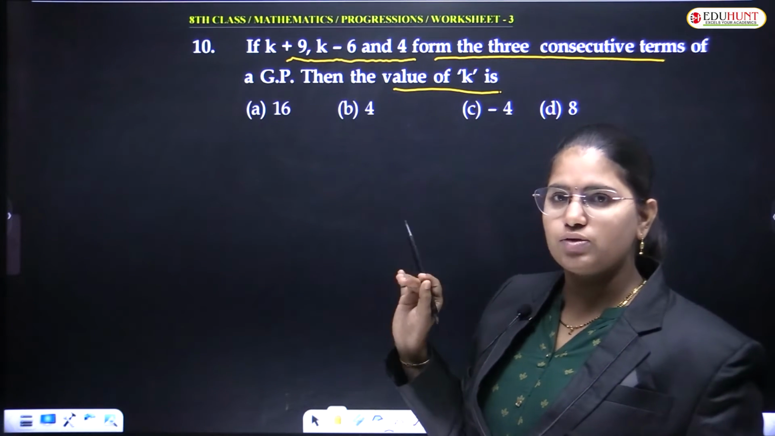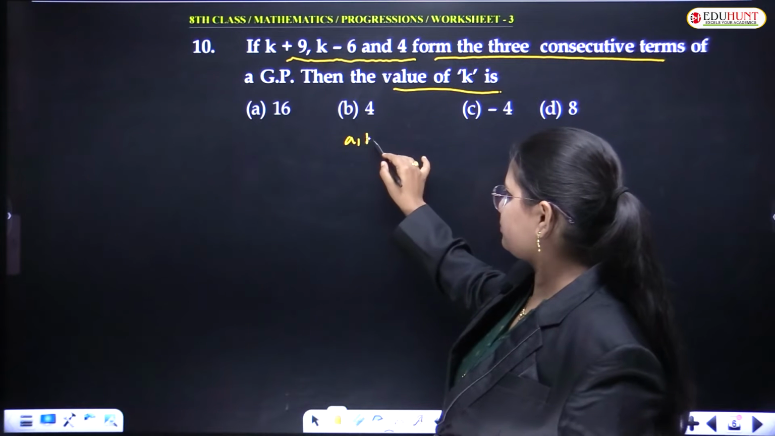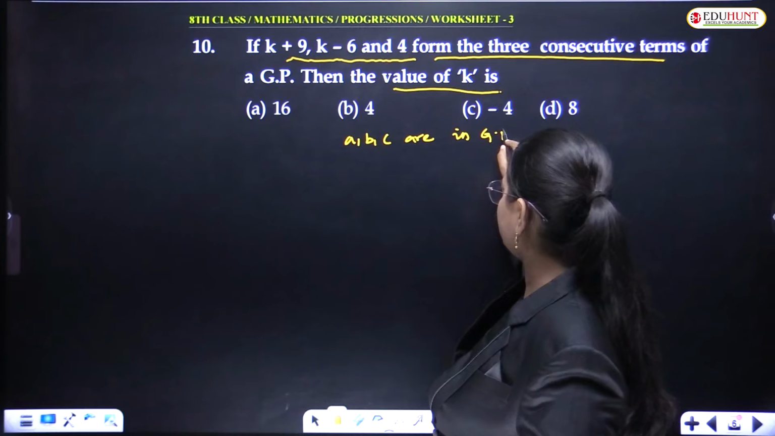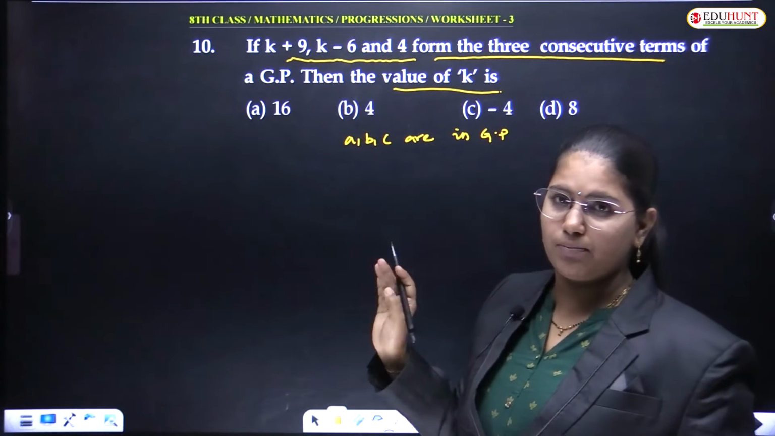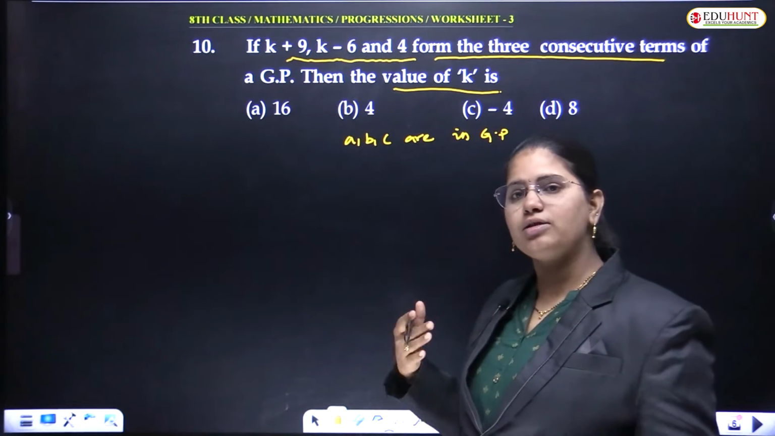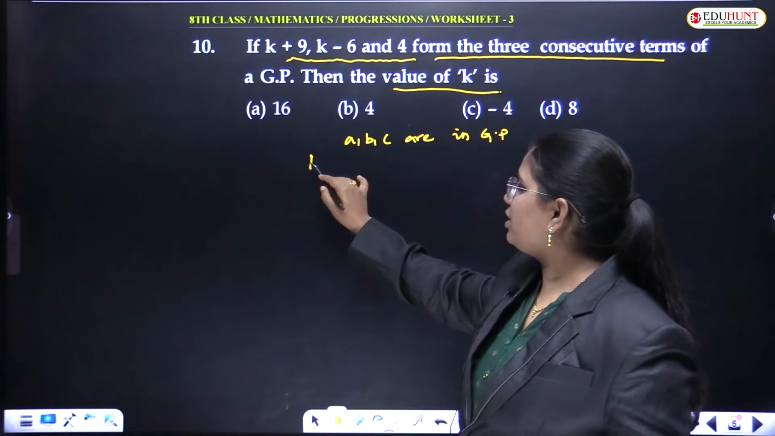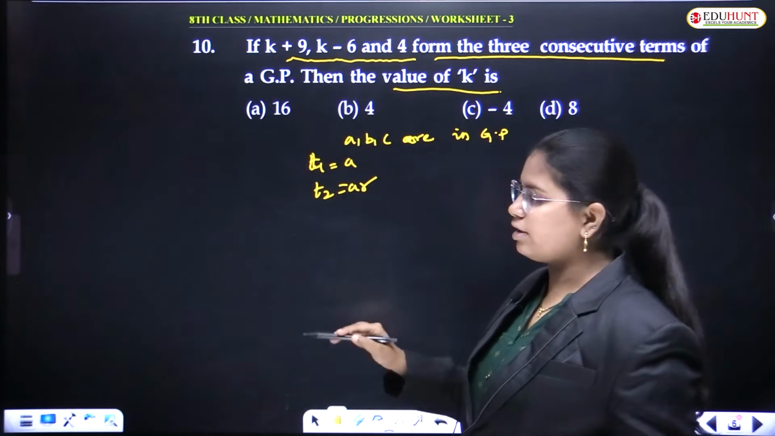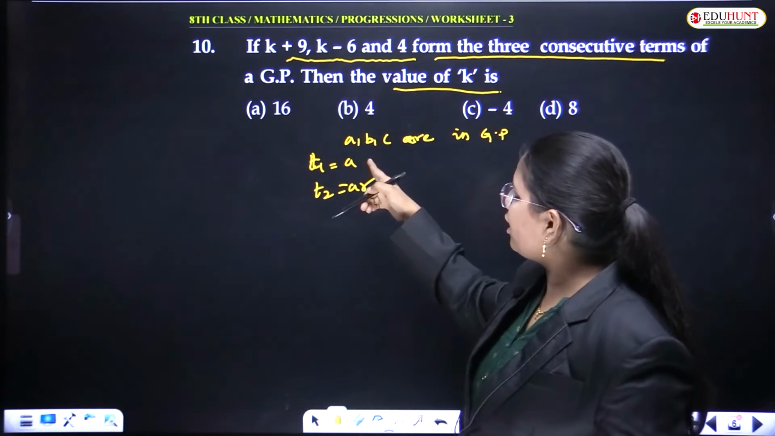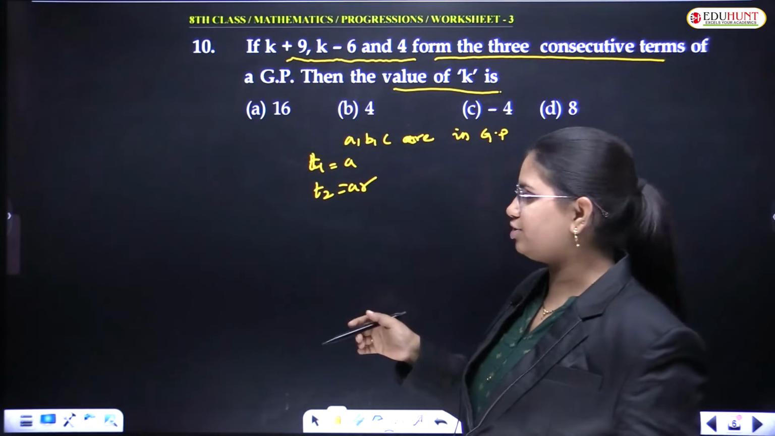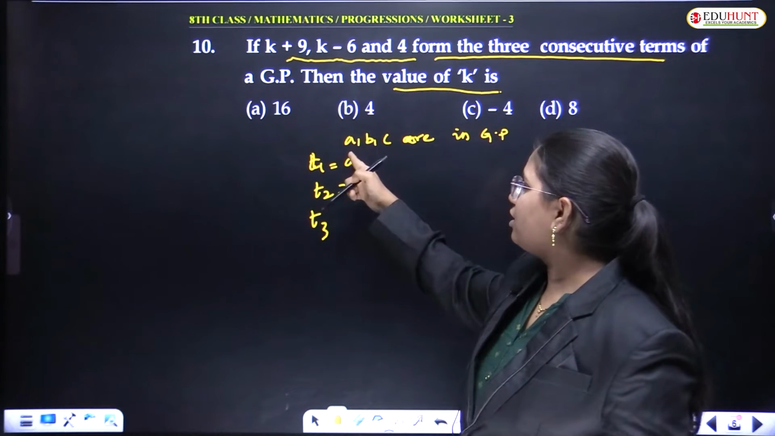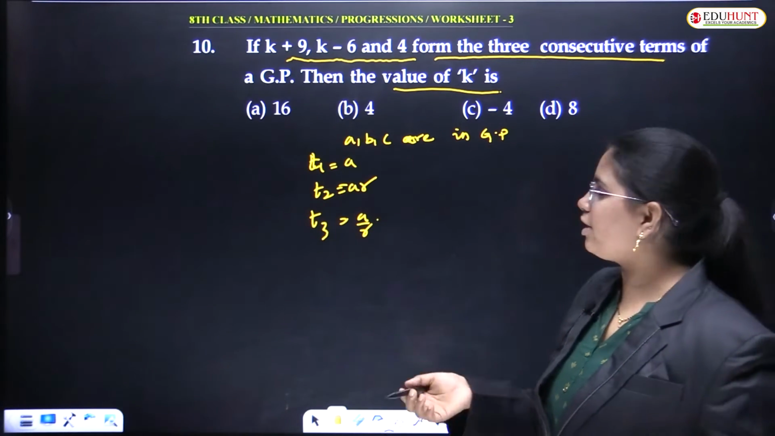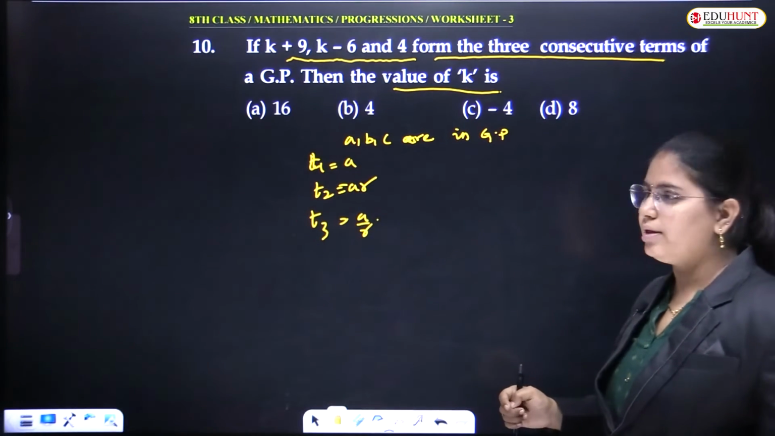Before starting this problem, I just want to tell you something. For example, A, B, C are in GP. These are three consecutive terms, let us suppose. First term T1 is always equal to A. T2 is always equal to A into R, correct? AR by A is R, the common ratio. And T3 is A R square.